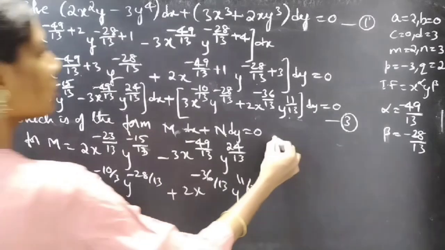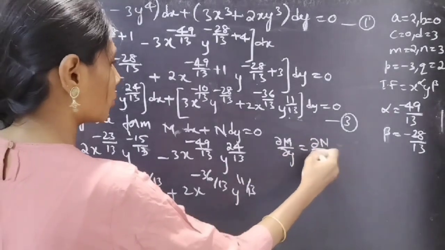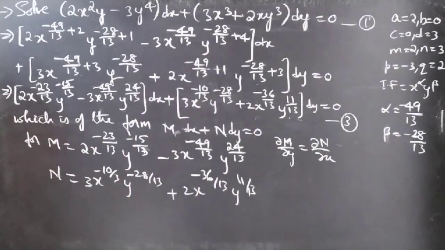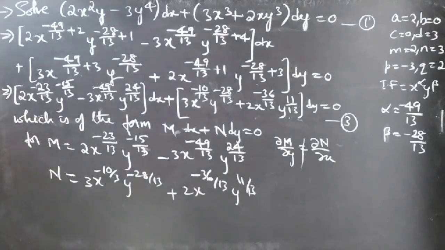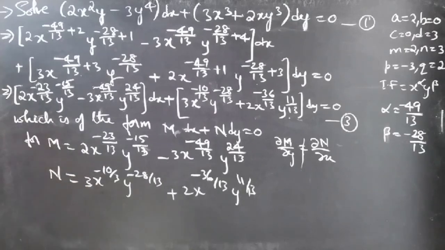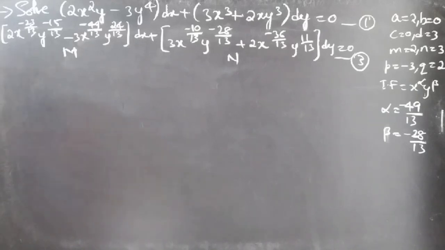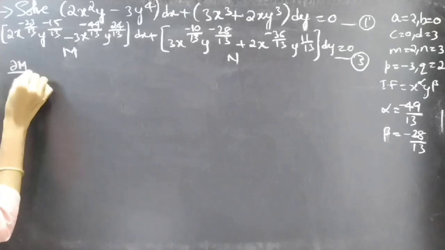So here, if the partial derivative of M with respect to y equals the partial derivative of N with respect to x, then we can say that the reduced equation is an exact equation. If it is not equal, then it will be a non-exact equation. So let's find partial derivatives of M and N. Here we are going to find the partial derivative of M with respect to y and the partial derivative of N with respect to x.